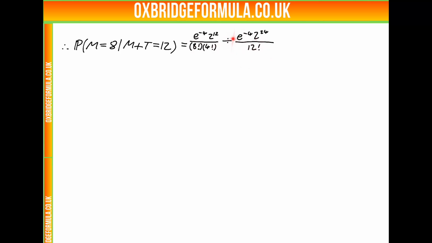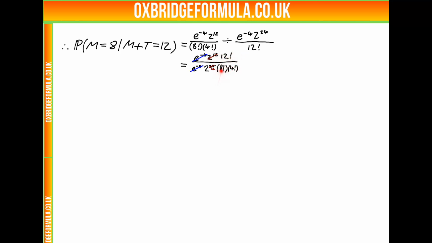Indeed, to divide one fraction by the other, we just flip the second fraction and multiply them together. So we see that this is equal to e to the minus 4 times 2 to the 12 times 12 factorial in the numerator, divided by e to the minus 4 times 2 to the 24 times 8 factorial times 4 factorial in the denominator. And straight away we can see that this e to the minus 4 term in the numerator and denominator will cancel out, and that we have loads of powers of 2 in the numerator and denominator, so cancelling out a factor of 2 to the 12 from both leaves us just with a factor of 2 to the 12 in the denominator. And the other terms that we have in this fraction are all factorials.